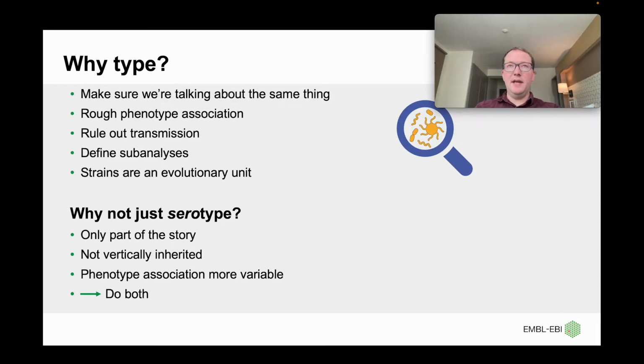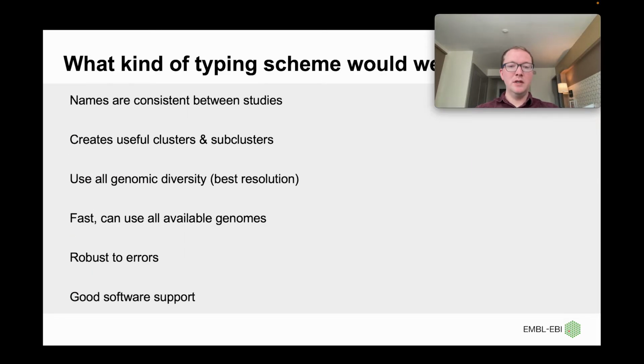Obviously, serotyping has been very popular, in pneumo particularly, but I just want to point out that it's only a small part of the genome which isn't always vertically inherited. So typically we want something that looks at both genetic background as well as serotype.